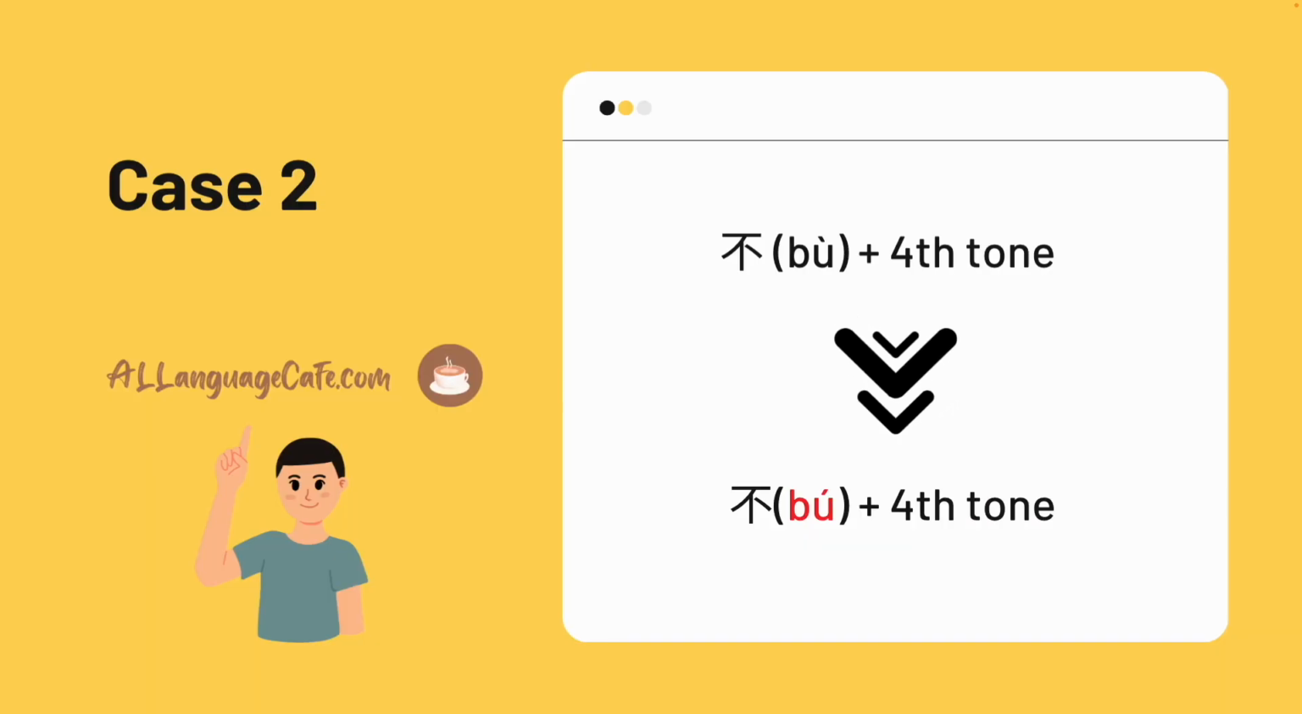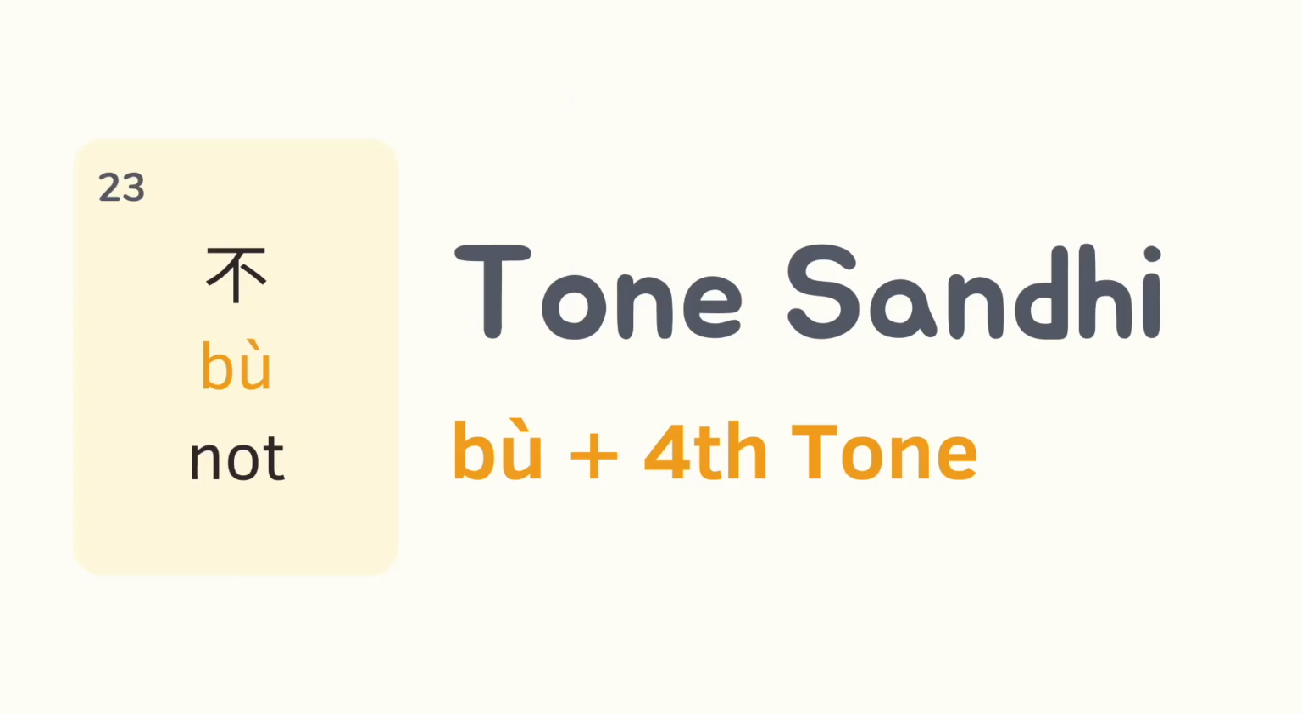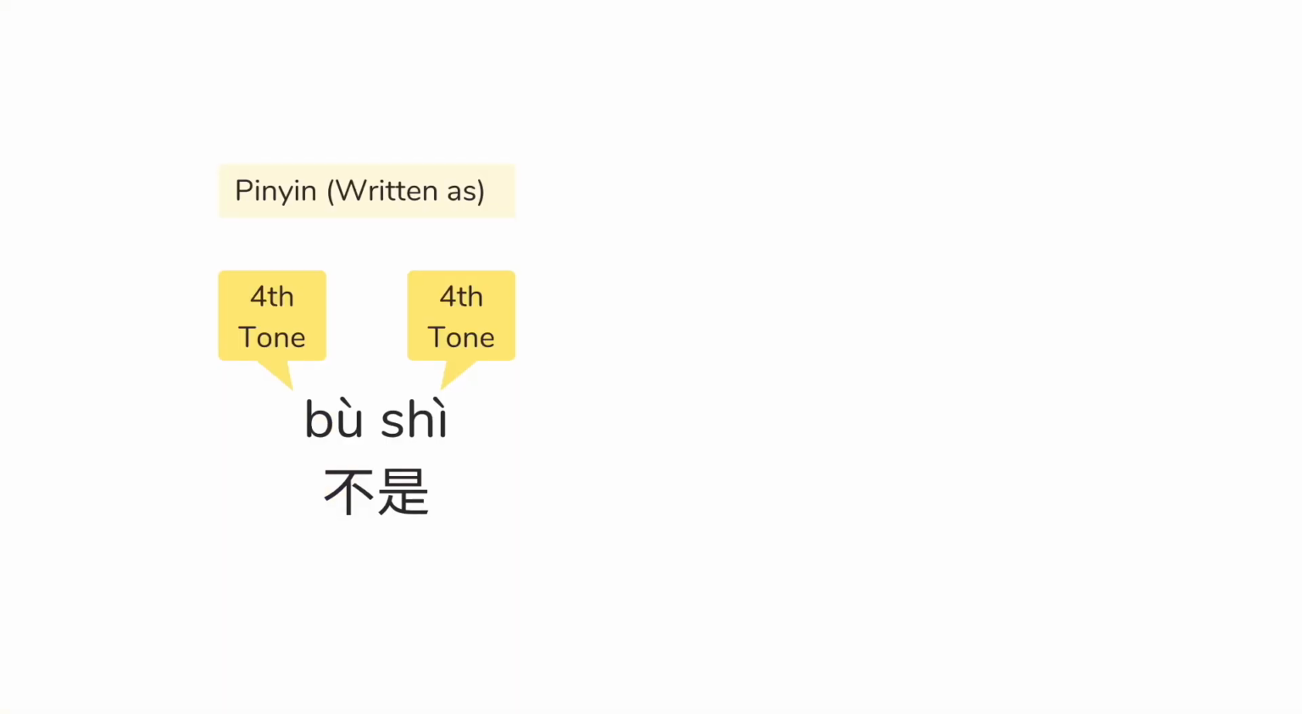Case 2. 不 followed by a fourth tone. 不. By default, 不, this specific character, is a fourth tone. However, when it is followed by another fourth tone, we pronounce it in second tone.